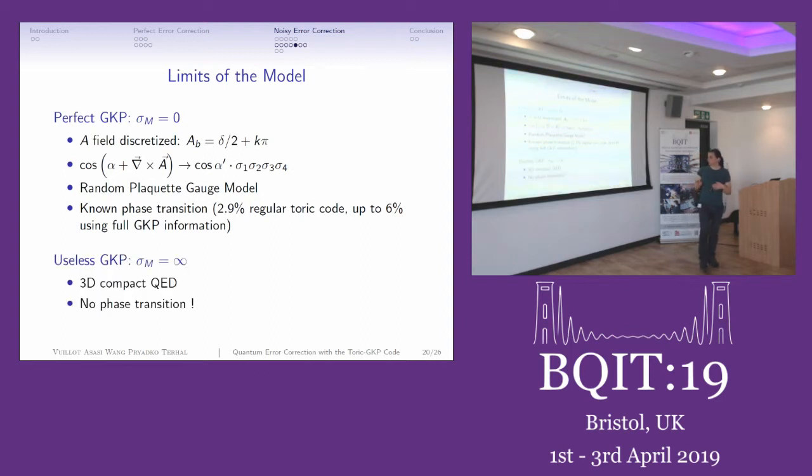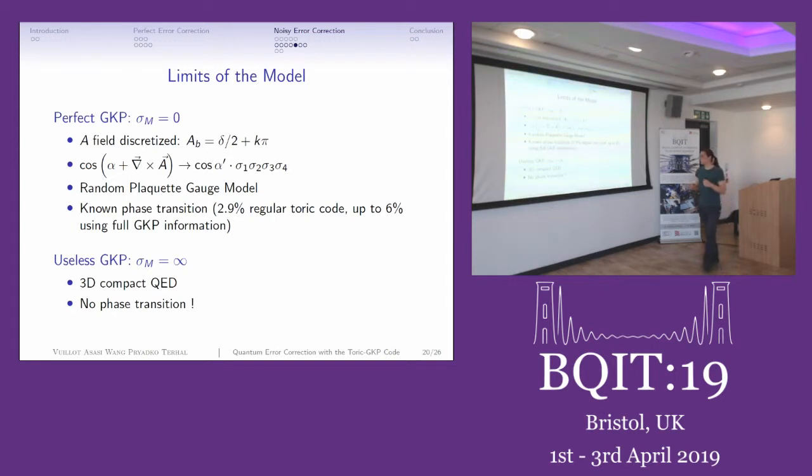And the other thing that I see is that if I go to the other limit where my GKP syndrome measurements are completely unreliable, I don't learn any information from them, then I end up on one model which is called compact QED, in which we know there's no different phase in this model, so we know there's no way this could lead to a decoder that reduces noise. Okay.